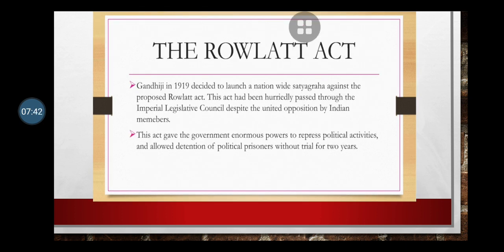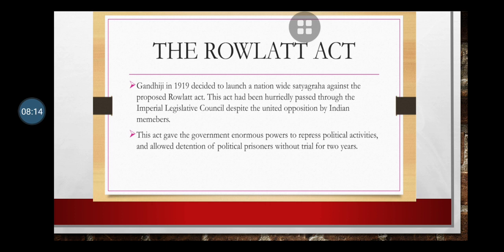Okay, the Rowlatt Act. See, the Imperial Legislative Council had hurriedly passed this act, and according to this act, no political activism or political freedom could be allowed to Indians. Indians cannot form political parties, they cannot raise their voice against the government, they cannot criticize the government, right? They cannot hold rallies or do any kind of campaigning. So all kinds of political activism had to be stopped by this act.